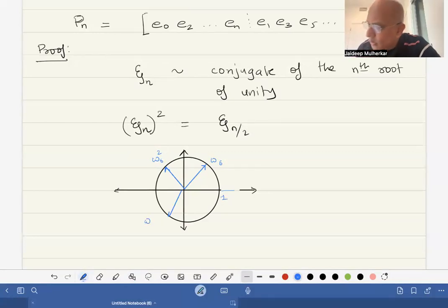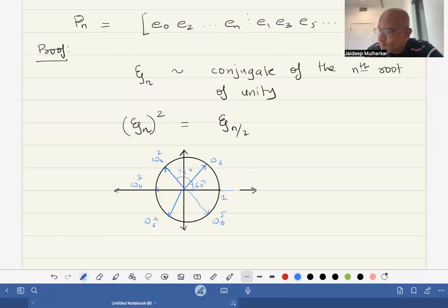So this will be angle 60 degrees. This will be 120 degrees. And then 180 will be over here. So sorry, this will be omega 6 cube. Then this is omega 6 to the power 4, and this is omega 6 to the power 5. So I have drawn the 6 roots of unity.